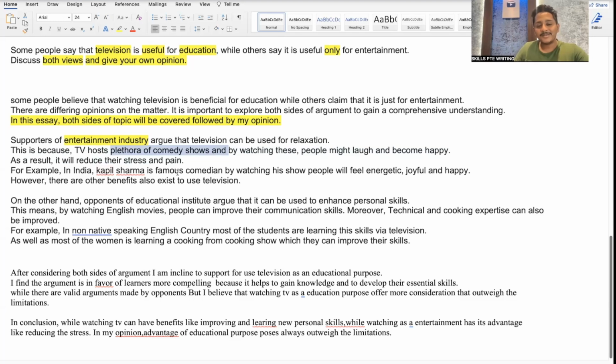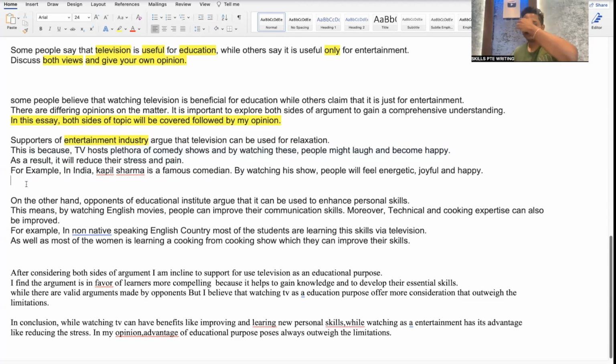In India, Kapil Sharma is a famous comedian. Full stop. By watching his show, people feel energetic, joyful, and happy. However, there are other benefits also exist to use television. Why, man, why? Okay, so this is with respect to: Television is useful for entertainment.